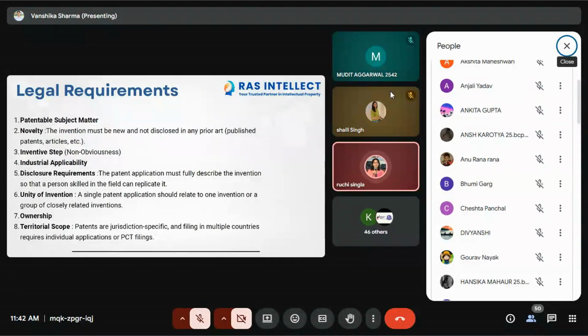Disclosure requirements: the patent application must fully describe the invention so that a person skilled in the field can replicate it. So your patent application, when you are going for protecting your idea, should fully describe the invention, so that suppose I want to replicate the idea, I want to prepare the product after having an agreement with you, I can prepare the product just by referring to your patent application. That is why the patent application must fully describe the invention. Unity of invention: a single patent application should relate to one invention.